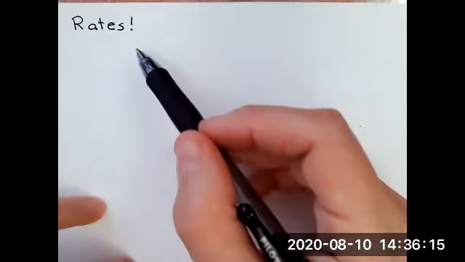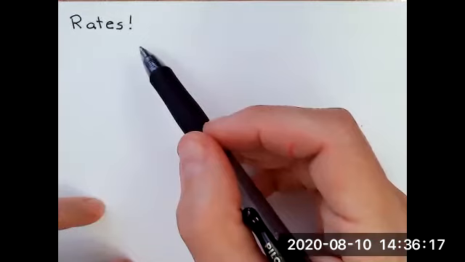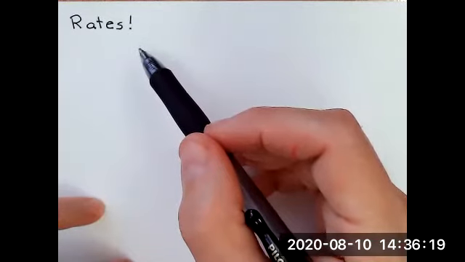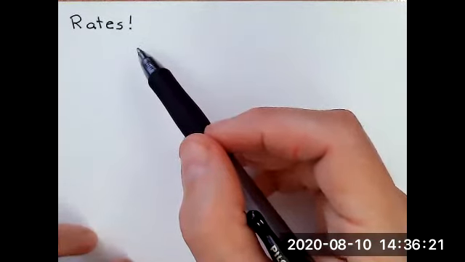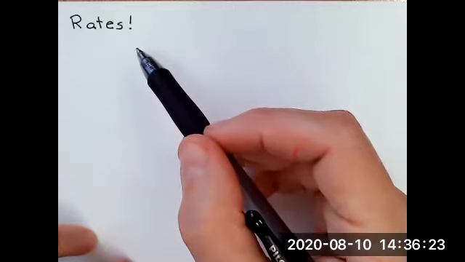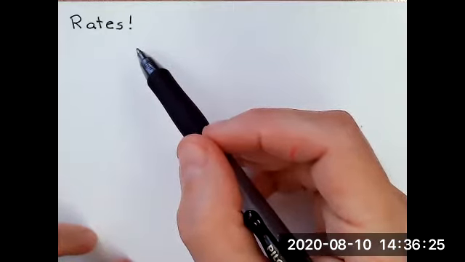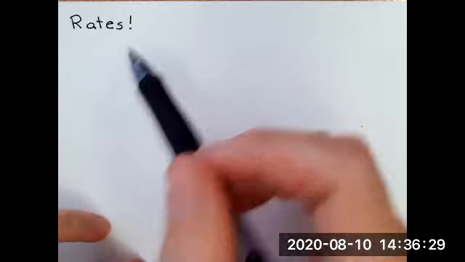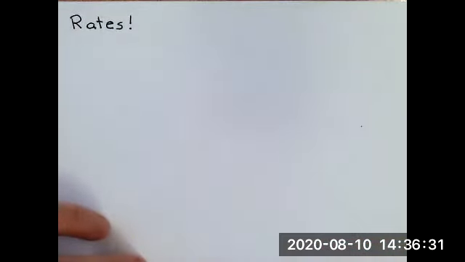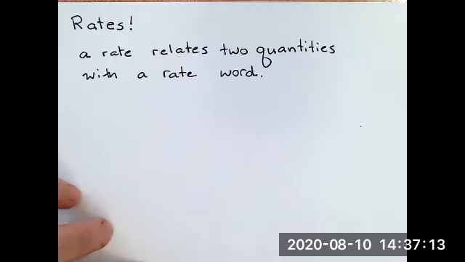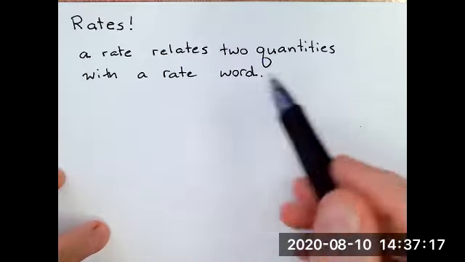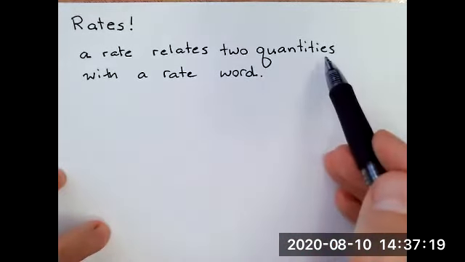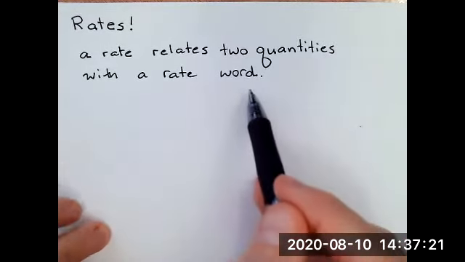Let's talk about rates. Rate word problems are the most common type of word problem. So the first thing you want to do when you're solving a word problem is look and see if it has a rate. A rate relates two quantities with a rate word.